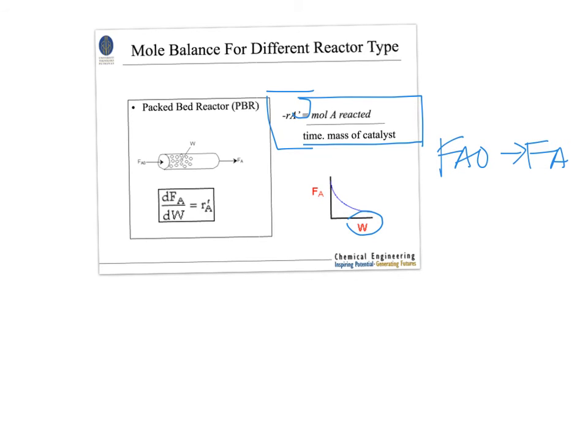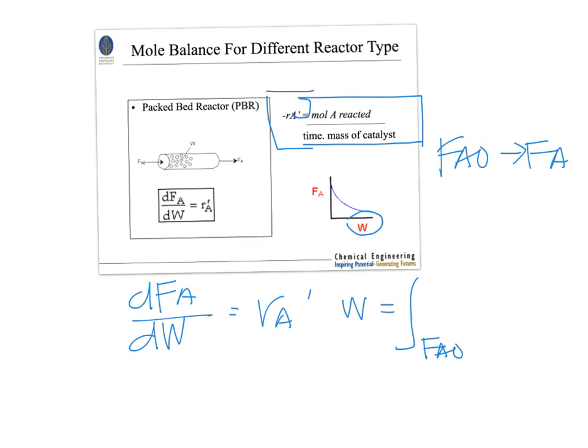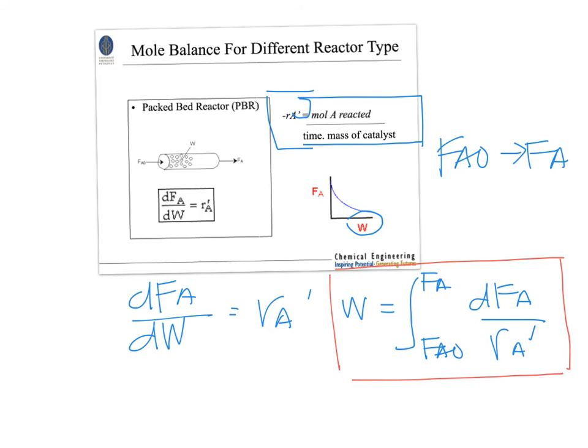So instead of using V for the packed bed reactor, we have dFA over dW equals RA prime. The weight of the catalyst will be W equals the integral from FA0 to FA of dFA over RA prime. Don't forget the prime. This is the equation required for you to calculate the amount of catalyst required in the packed bed reactor.